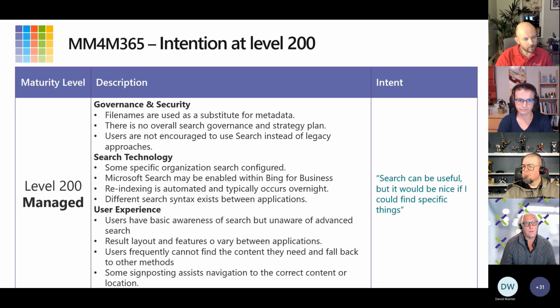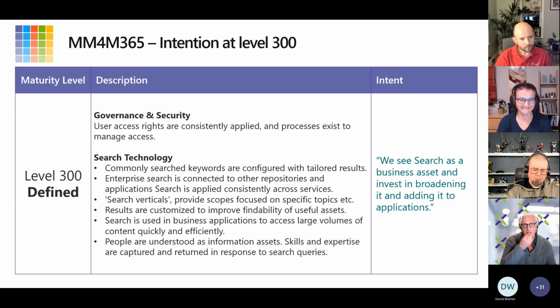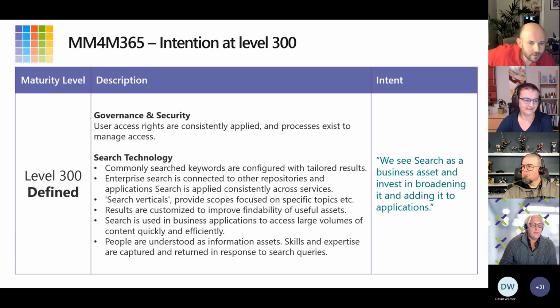Well, let's make it better. Let's hop up to level 300 because that'll solve everything, right? It'll make it better. So here, with most of these competencies, where we go from level 100 to level 500, level 300 is a nice, comfortable place to be. It's not a bad place to be at all.